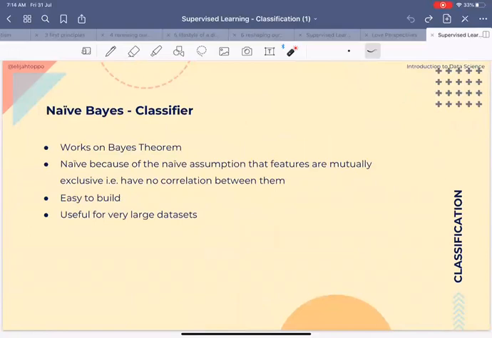So I hope you have got that part right. Do you have any questions before we move ahead? Okay. So let's move to the next topic.